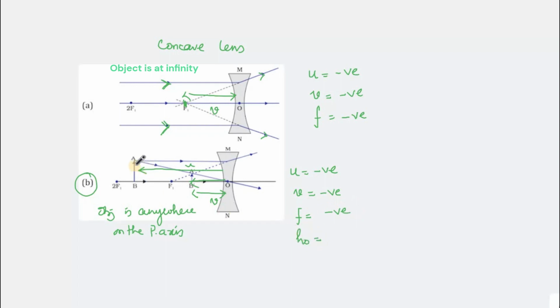Now height of the object is this AB, which is lying above the principal axis, so it's positive. Now the image is an erect image, it's lying above the principal axis, it's a virtual image, so the height of the image, since it's lying above the principal axis, will also be positive. So I hope that by now you are clear with the sign convention.